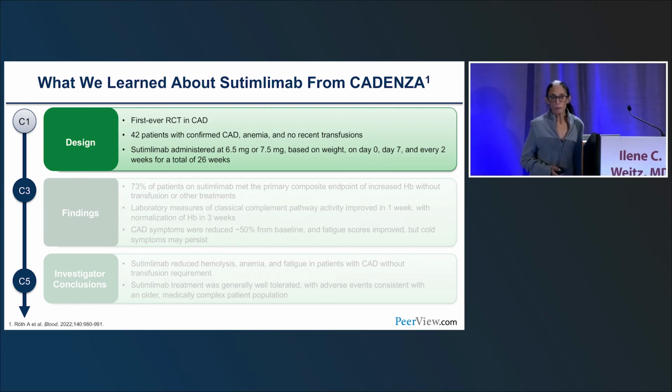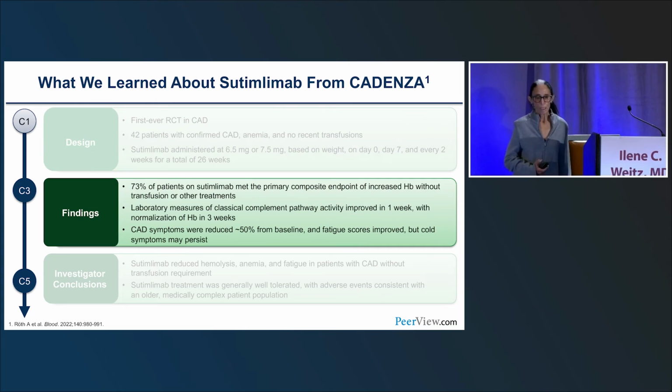The Cadenza trial was a randomized clinical trial in CAD, 42 patients with anemia but no recent transfusion requirements, and they were given sutimlimab based on their weight, either 6.5 or 7.5 milligrams on day 0 and day 7, and then every 2 weeks thereafter, and this was a 26-week analysis. 73% of the patients met the primary composite endpoint of increased hemoglobin and without a transfusion requirement and without the need for any other intervention.